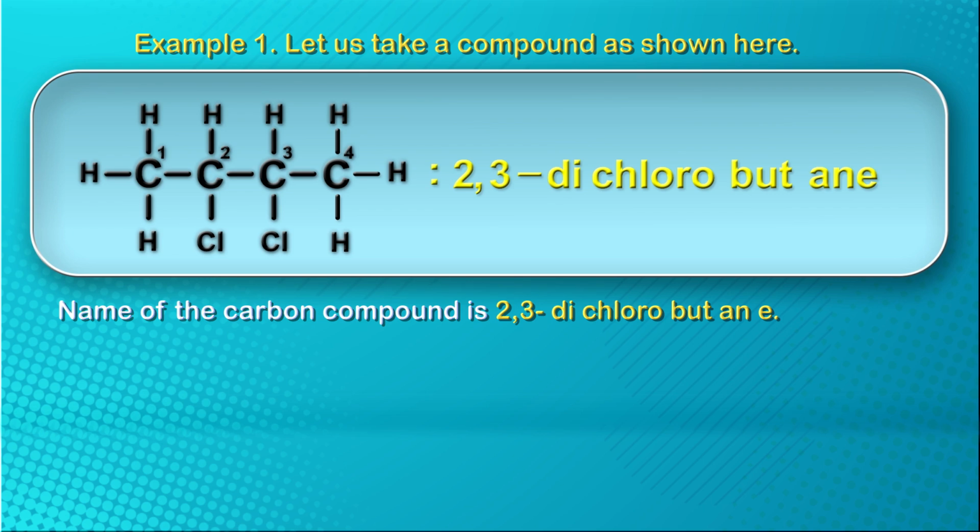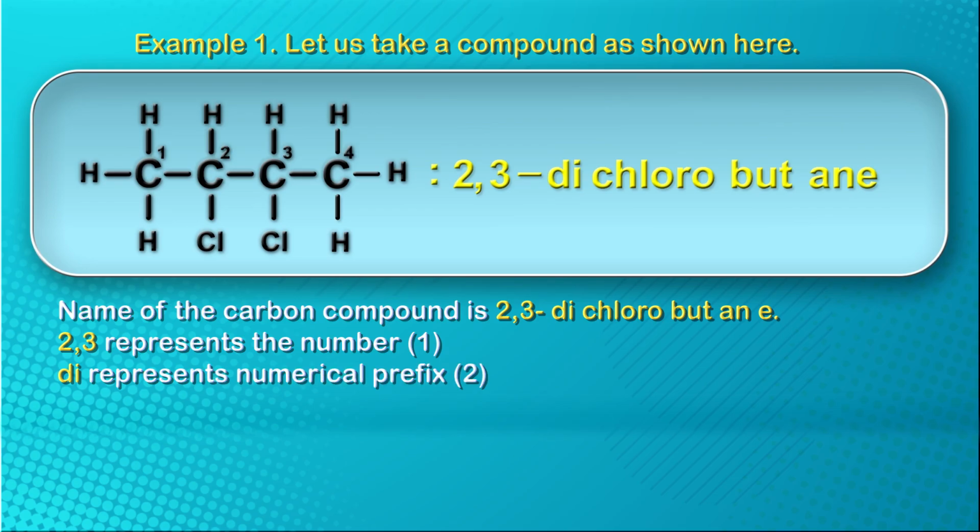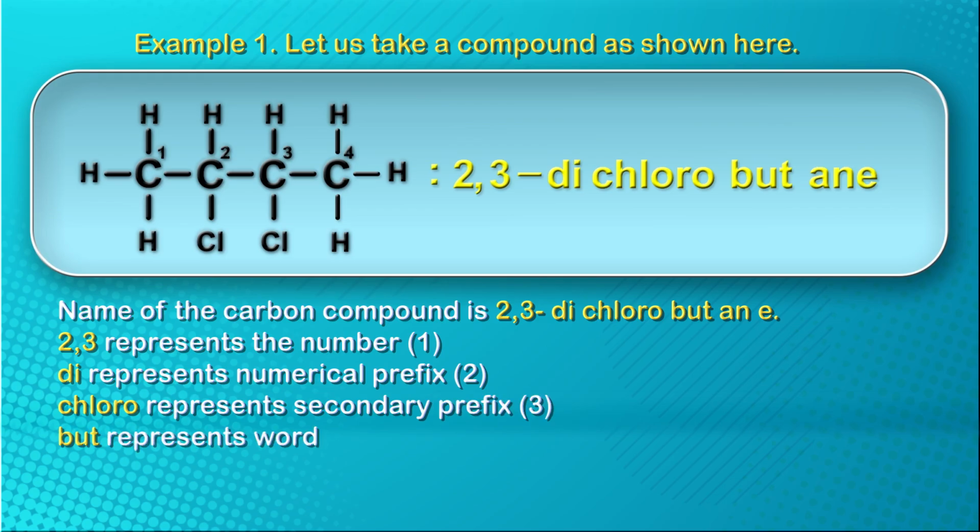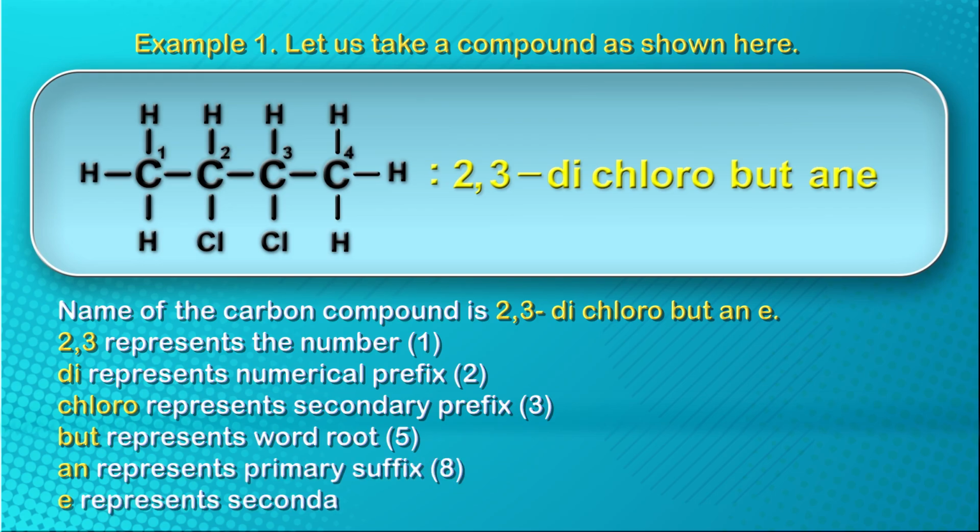2,3-dichlorobutane. 2 and 3 represent the numbers, di represents the numerical prefix, chloro represents the secondary prefix, but represents the word root, ane represents the primary suffix, e represents the secondary suffix.